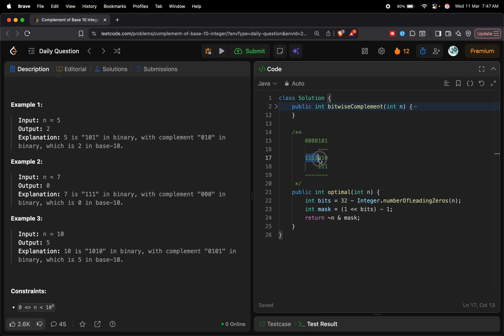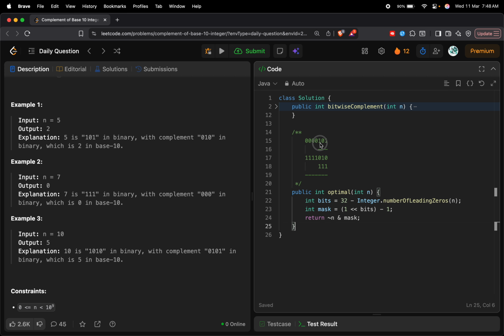Now all I have to do is to do AND of these two. So what is this? This is the negation of n, right? And what is this? This is the number formed by left shifting 1 by the number of bits, minus 1. The number of bits can be derived as 32 minus the number of leading zeros, right? An integer has a total of 32 bits. I have an inbuilt function which will tell me the number of leading zeros, so you can simply get it. If you finally do AND of these two numbers, that will give you the answer.